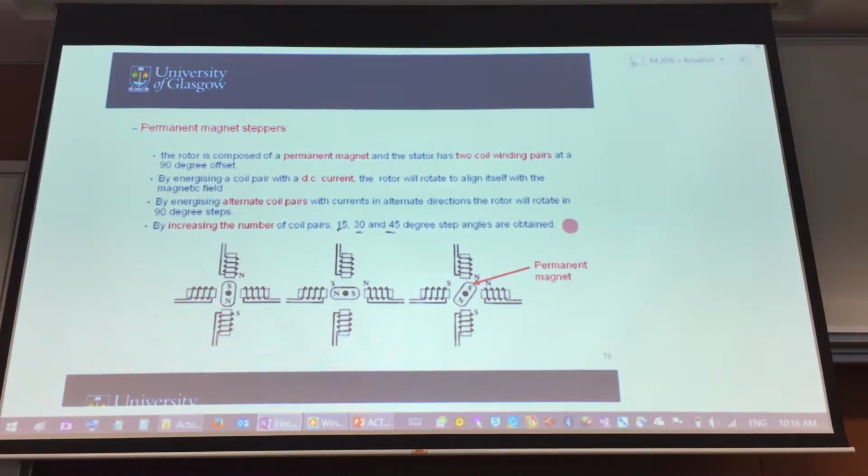So if you want to buy a stepper motor, try to find out if that core is a soft core or a magnetic core. Magnetic core will give you a larger amount of torque.